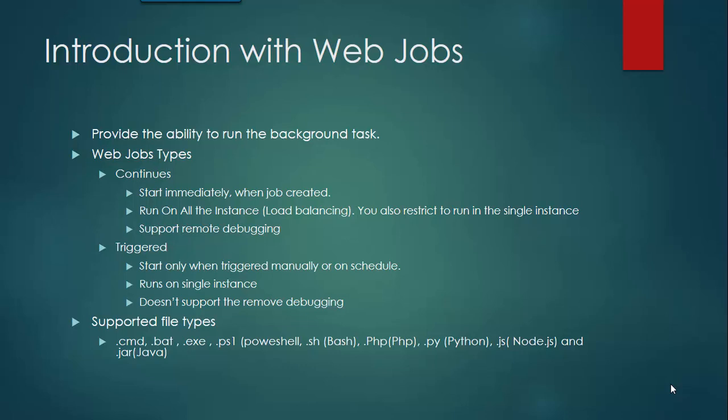Continuous jobs support remote debugging, whereas a triggered job we can trigger manually or schedule, and it runs on a single instance. It does not support any kind of remote debugging. As for supported file types, there are many: .cmd, .bat, .exe, PowerShell, Bash, PHP, and Python. So the list goes on.